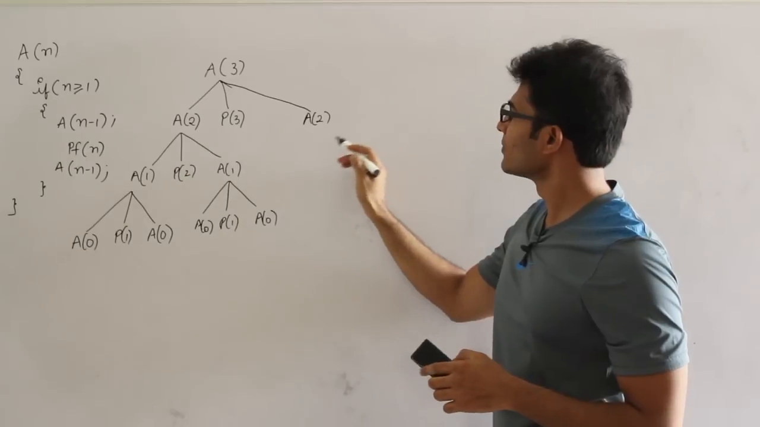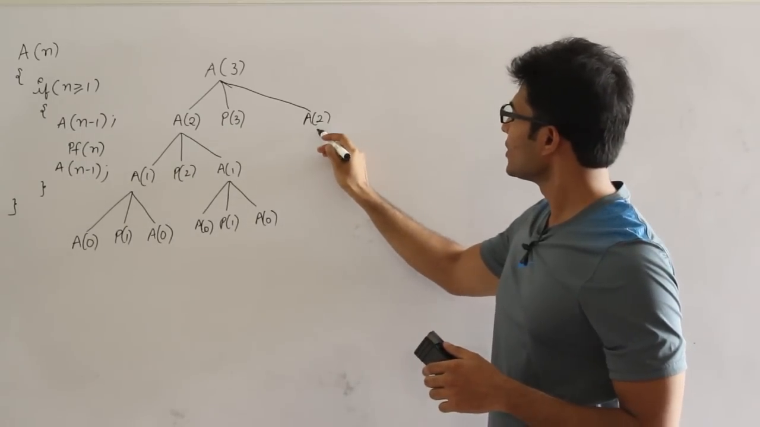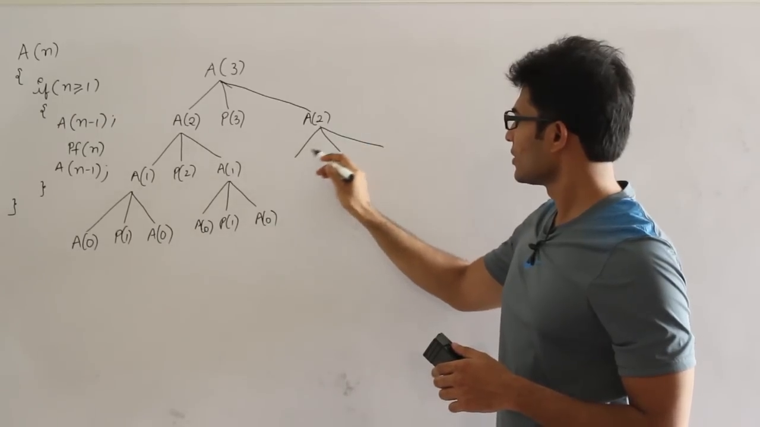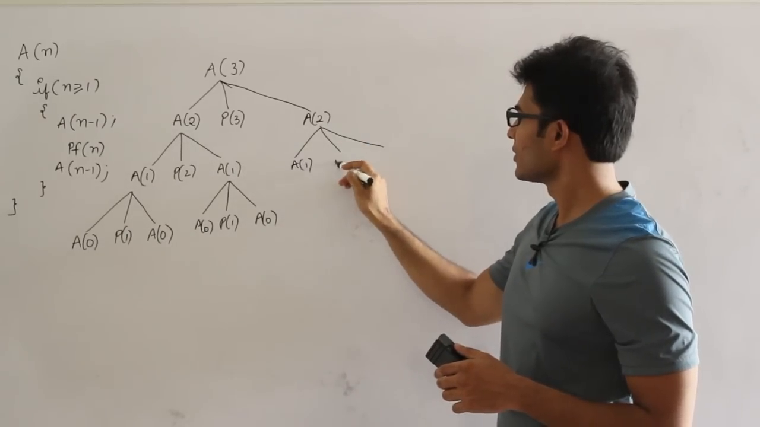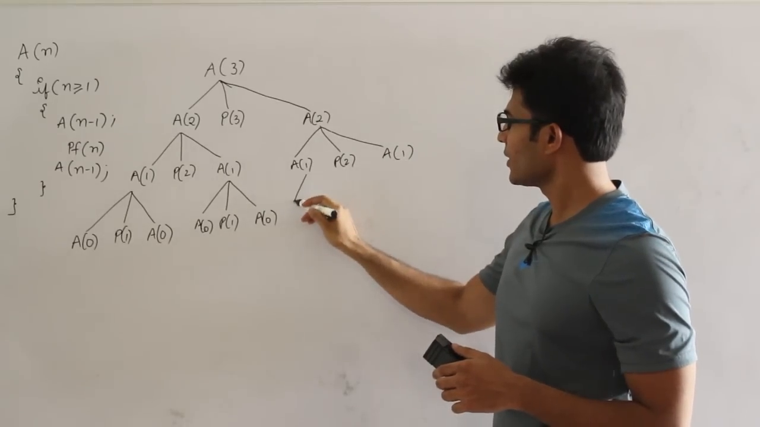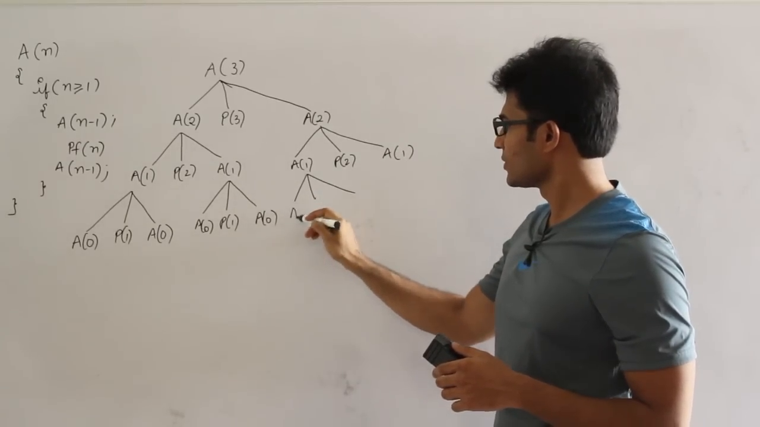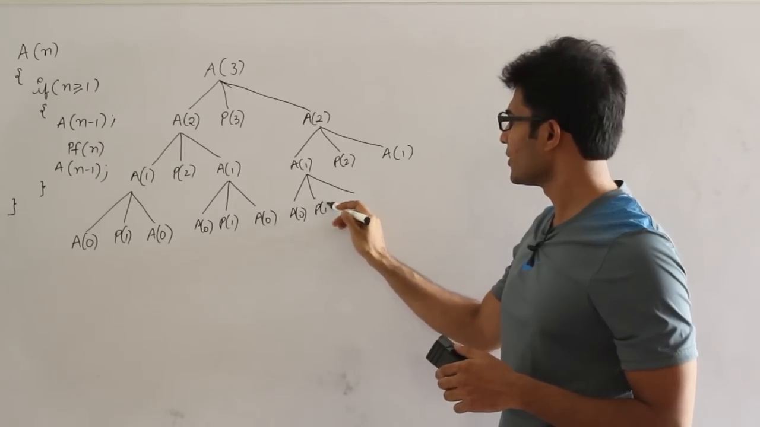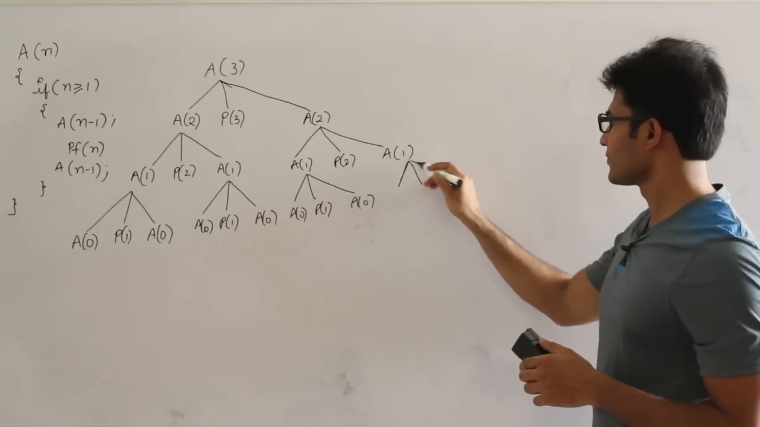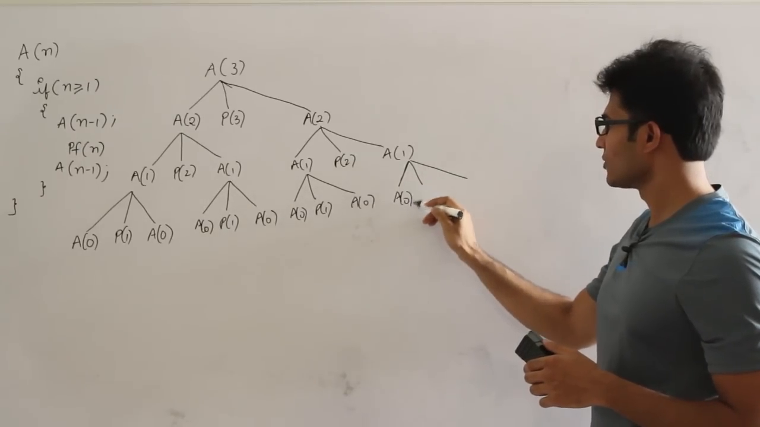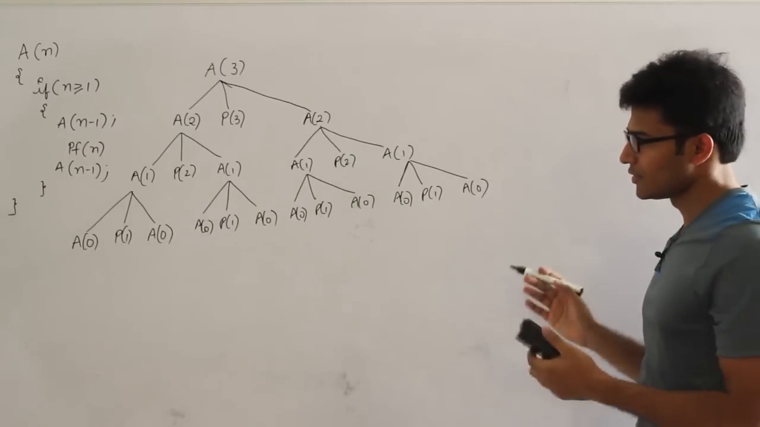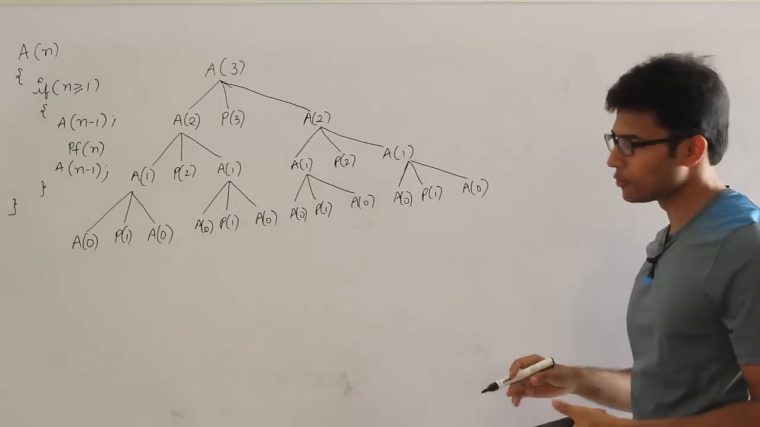A of 2, then let me say a of 2 is a of 1, printf 2, a of 1, and again a of 1 is a of 0, printf 1, a of 0, and a of 1 is the same: a of 0, printf 1 and a of 0, right? So this is how the tree has grown, right?